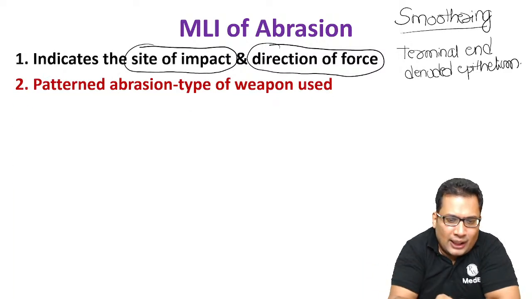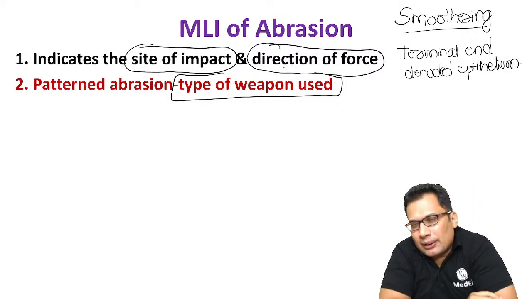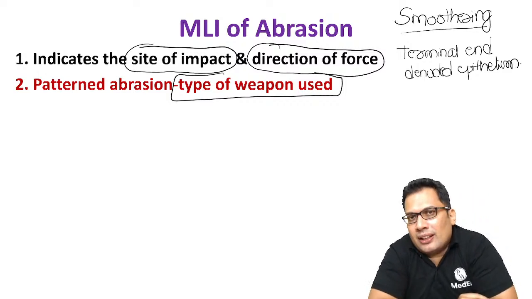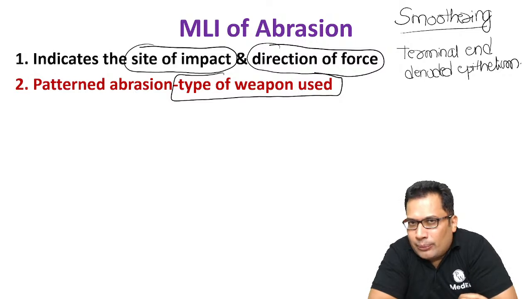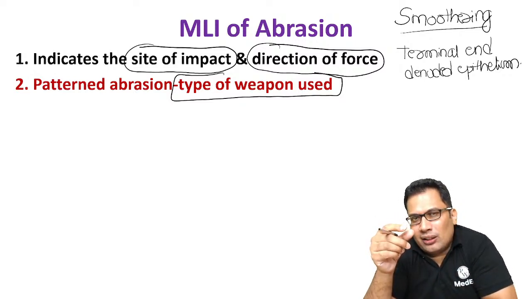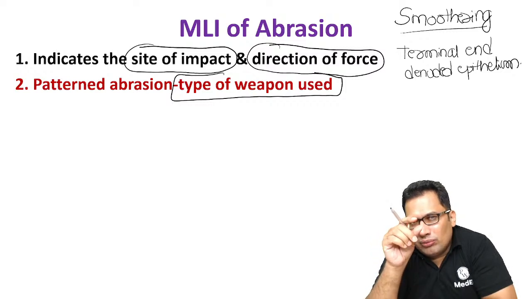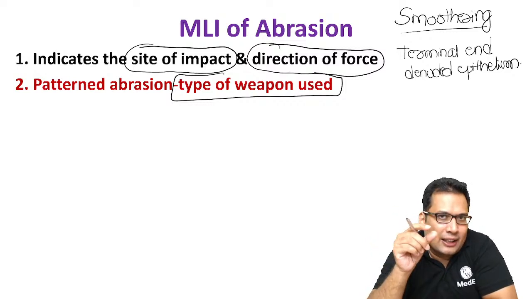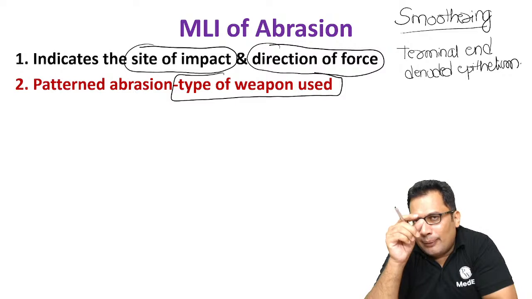Second thing, in pattern abrasion, the type of weapon can also be identified, like a tire mark. You can say a tire mark is caused by a tire, of a vehicle probably, two-wheeler or four-wheeler. Looking at the size of the tire mark, sometimes you will get important clues about the vehicle as well. So the type of weapon can be identified.